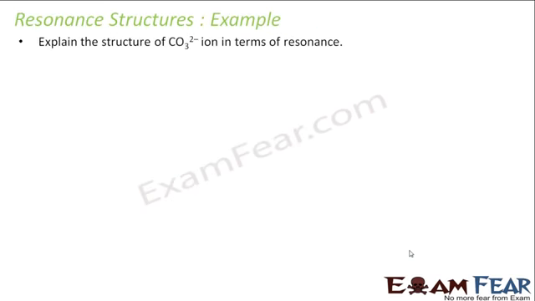We'll take some examples for the resonance to make it pretty clear. So let's take the structure of CO3 2-. Carbon has 4 valence electrons, so 4 plus oxygen has 6. 6 into 3 because 3 oxygens, and 2- charge to be added, 2. So this becomes 24. So we have 24 valence electrons to start.